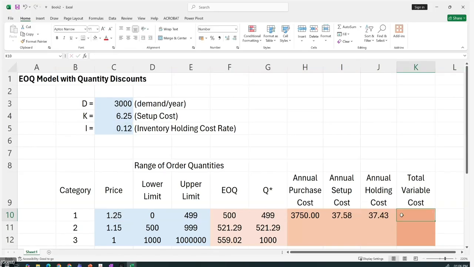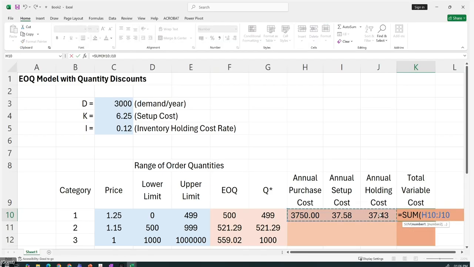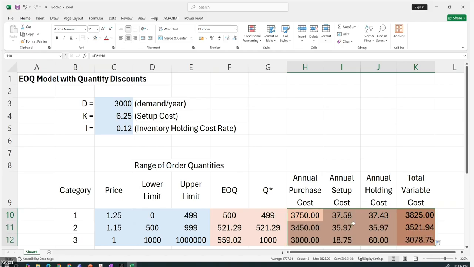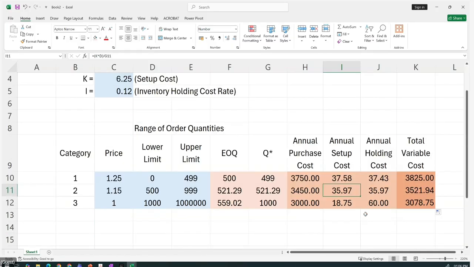Okay. What will be the total variable cost? It will be equal to the sum of these 3 costs. Once we have written this for the first row, select everything, click and drag for the 3. Right? So now you tell me what is the best thing to do? Which category should I go for?